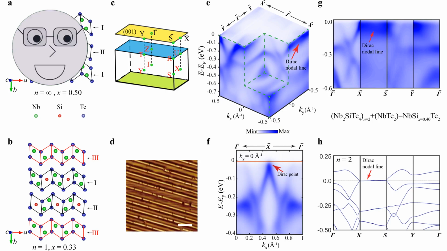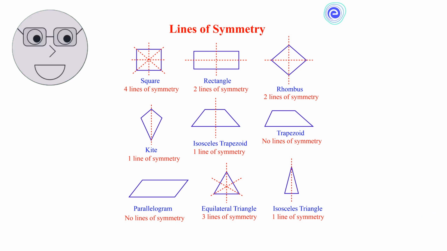Symmetry groups can be represented and visualized using group tables, Cayley diagrams, or other mathematical tools. These representations help us understand the structure and properties of symmetry groups and how they relate to other mathematical concepts and applications. In the next segment, we will explore some examples and applications of symmetry and symmetry groups in different fields of mathematics and science.